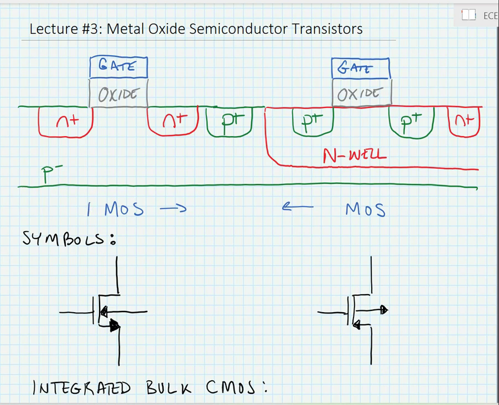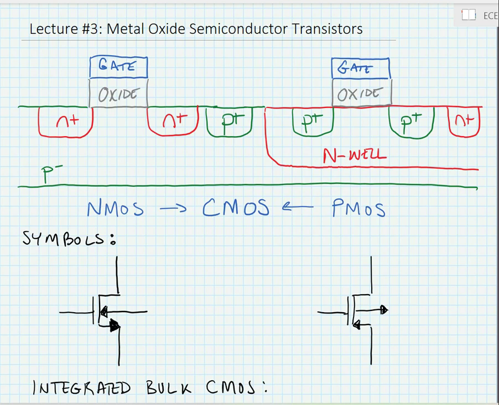The transistor on the left is called an NMOS. The one on the right is called a PMOS. And this follows that the diffusion regions that form the drain and source are N-type for the NMOS and P-type for the PMOS. Now, a process that contains both NMOS and PMOS at the same time is called CMOS, or complementary metal oxide semiconductor.